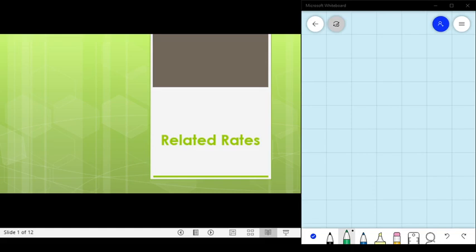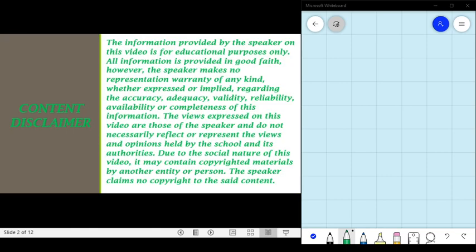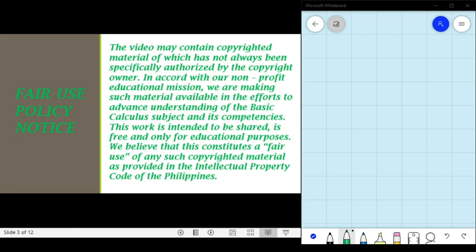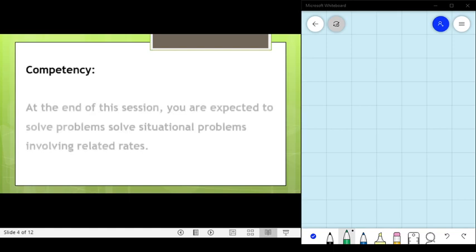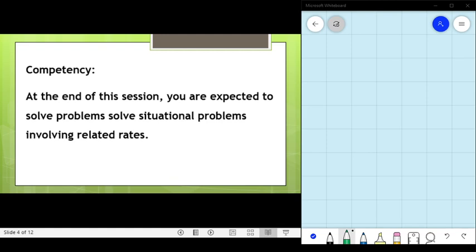Hello, good day everyone. We are now in topic 10.1 of our basic calculus subject, which talks about related rates. The competency: at the end of this session, you are expected to solve problems involving related rates.